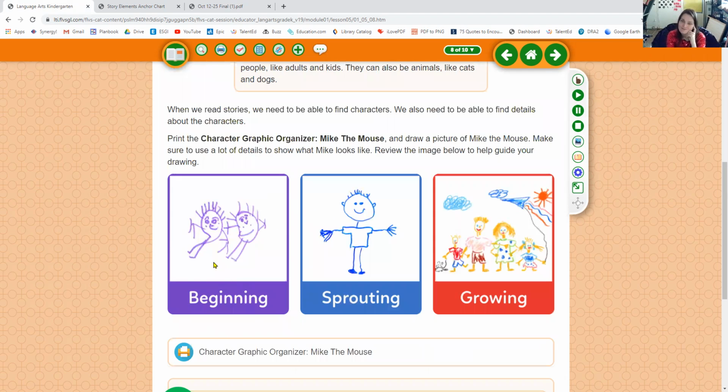I know. That's okay. So these are different stages in our writing. Grown-ups, if you're listening and watching, this is the beginning stage of writing. We're at the point kind of going between beginning and sprouting. That's okay. We're aiming to get to this, but this is what we're finally going for, is growing.